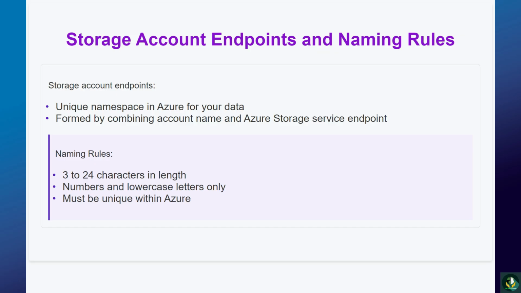Lastly, and perhaps most importantly, your chosen name must be unique within the entire Azure ecosystem. No two storage accounts can have the same name, regardless of which Azure subscription or region they're in. This global uniqueness is what enables Azure to provide that distinct namespace for your data. When you're creating a new storage account, Azure will automatically check if your chosen name is available. If it's not, you'll need to try a different name.